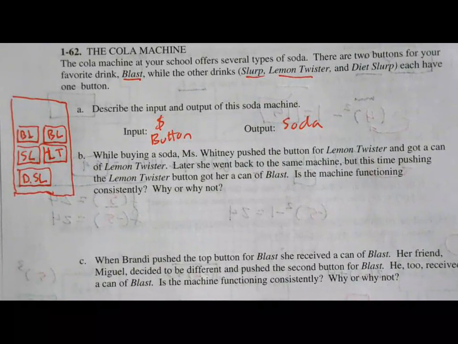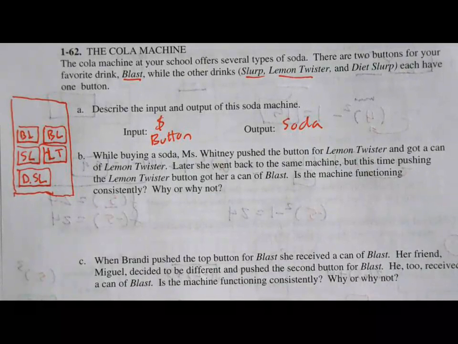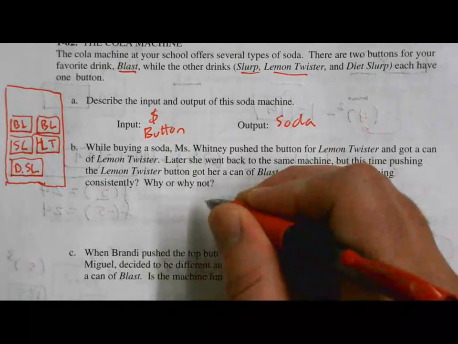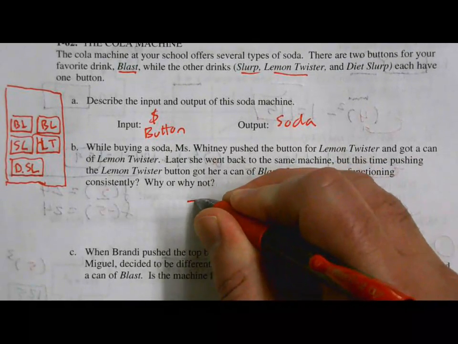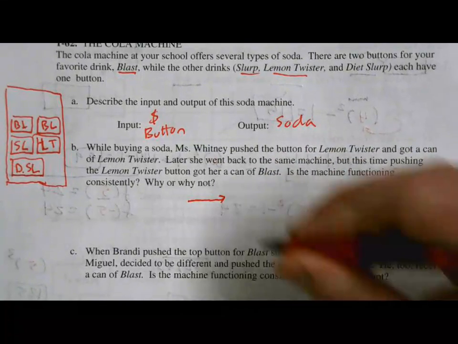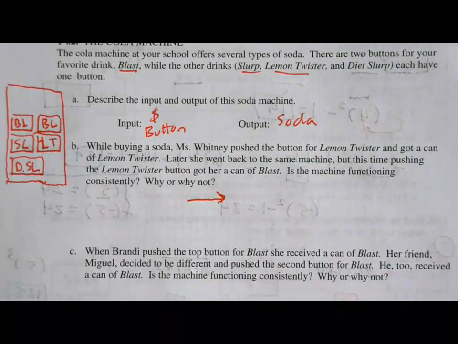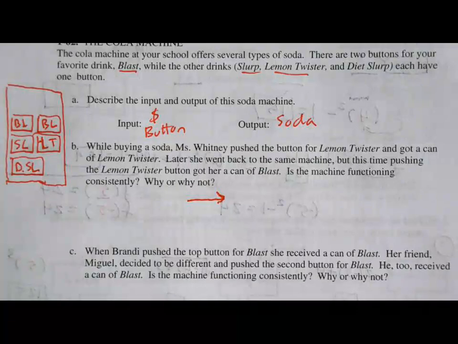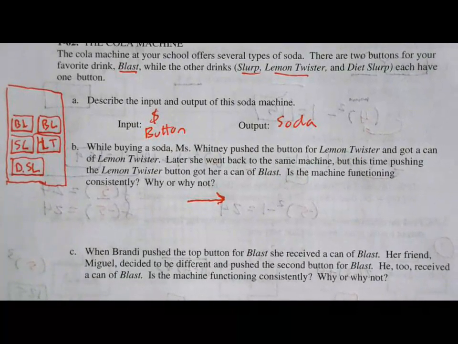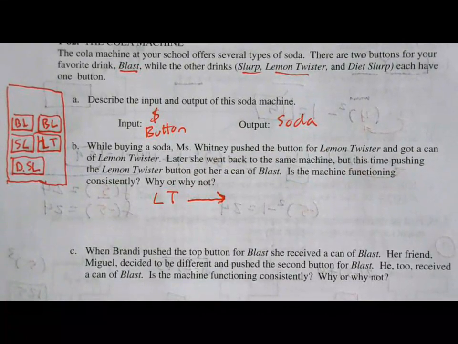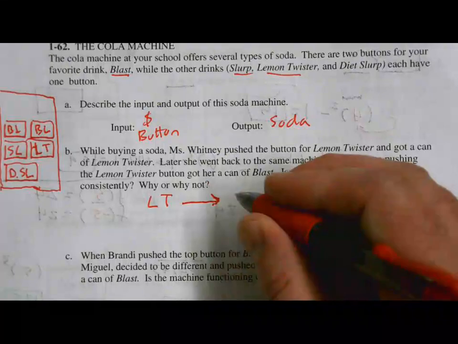That's fantastic. Dawson, you went above and beyond. Thank you for that. I appreciate it. All right. So I'm going to diagram this out too. So this is Ms. Whitney, and we do this a lot in math when we're talking about functions. We're going to make these little arrow diagrams, and the arrow diagrams show what's the input over here and what's the output over here. So what was Ms. Whitney's input the first time around? She pushed the lemon twister button. And what was the output when she pushed that lemon twister button? The first time around, she got lemon twister out.